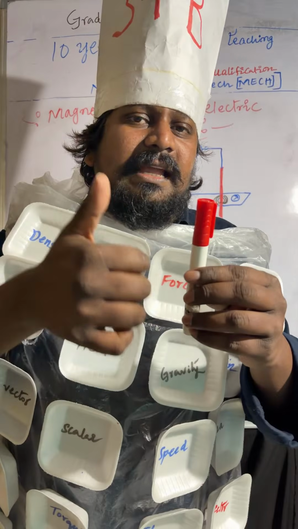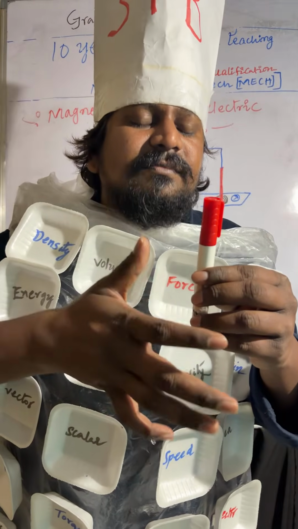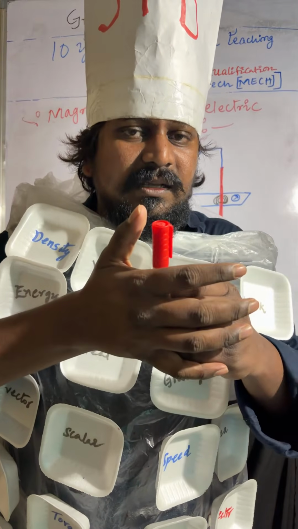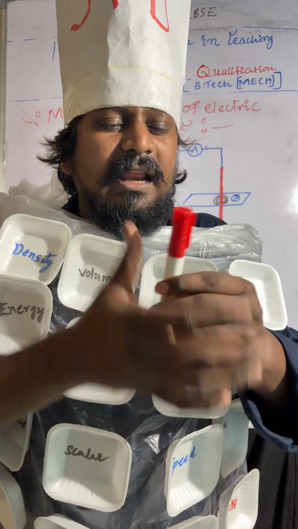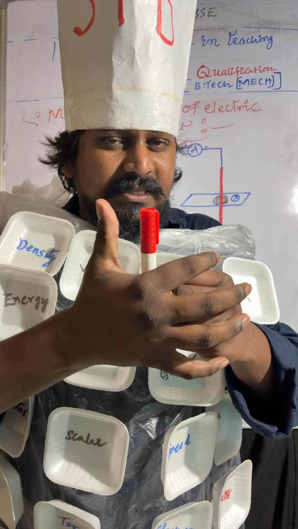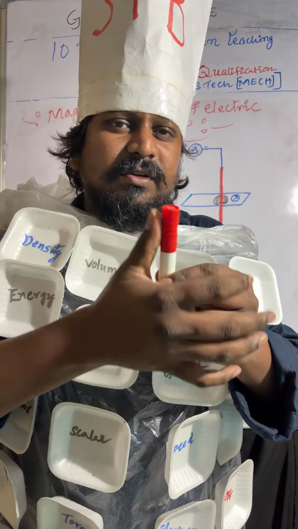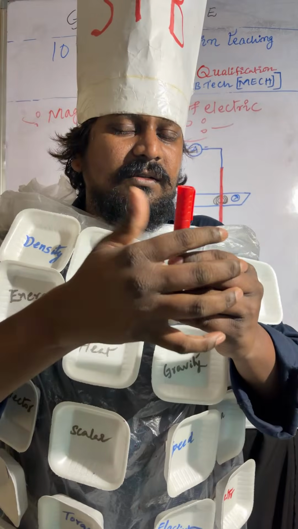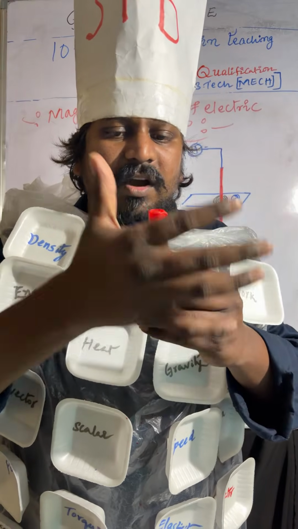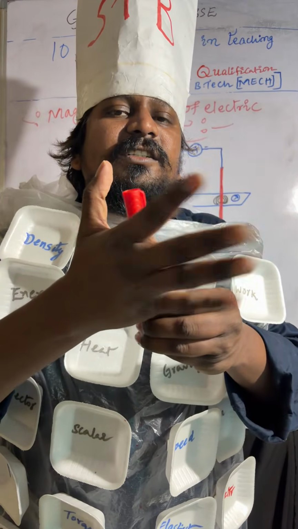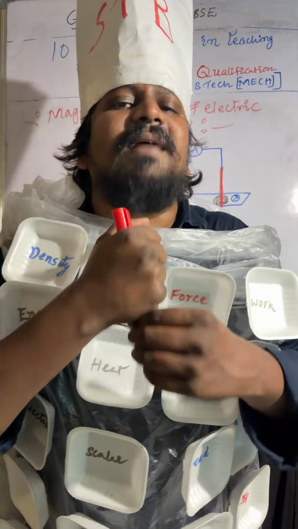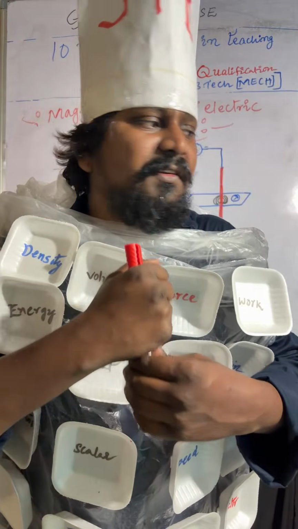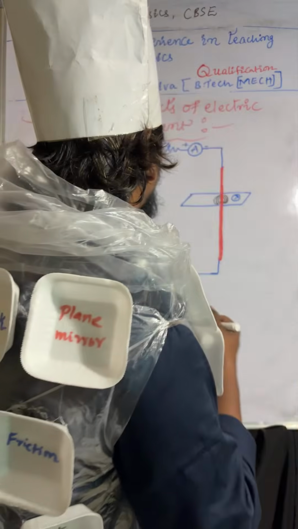if you place the thumb along the current carrying conductor, Maxwell's cork rule is also the same. You have to place the thumb along the current carrying conductor. The curly fingers, folding fingers, wrapping fingers, represent the magnetic field direction. Understood or not? My curly fingers show the magnetic field direction.